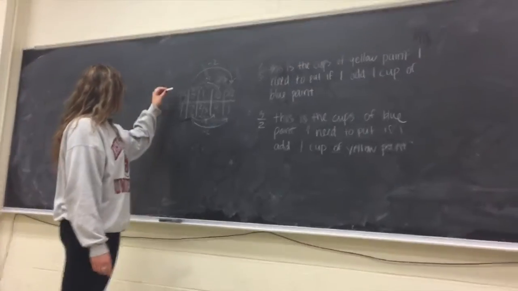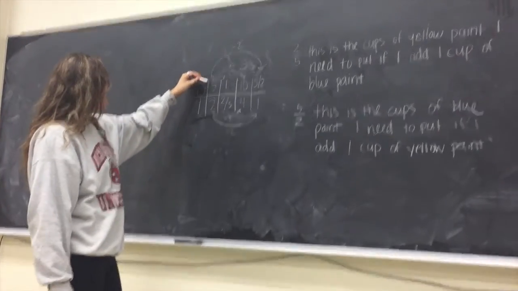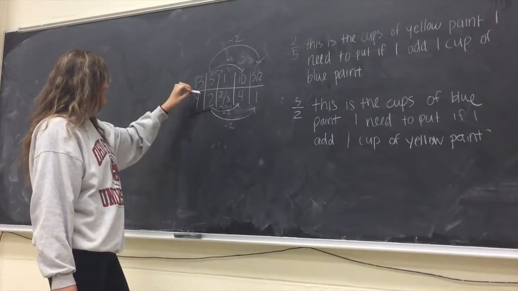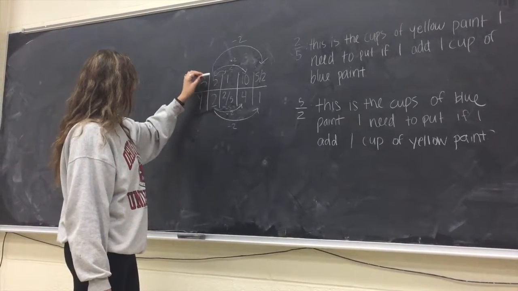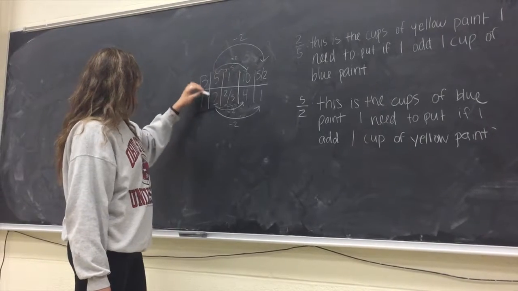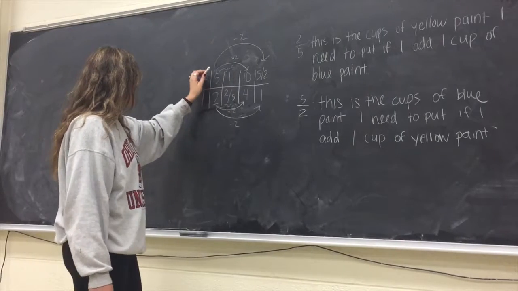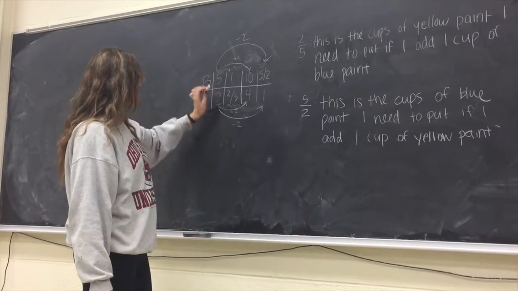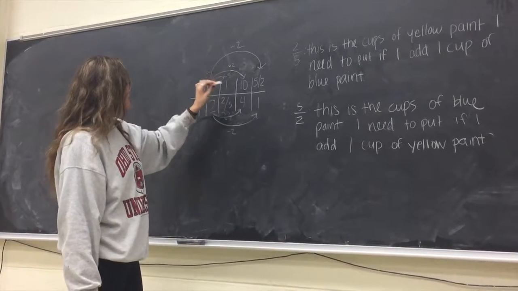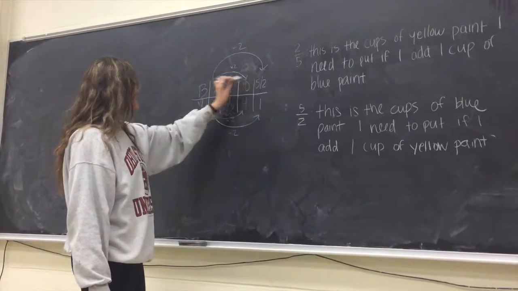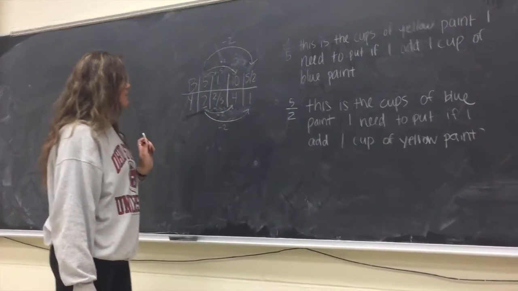Okay, so we made a ratio table with blue paint and yellow paint. So with 5 cups of blue paint, there's 2 cups of yellow paint to make green. So to get for the next one, we had to divide by 5 each time to get 1 over 2/5. And then for the next one, we had to multiply by 2. So 5 times 2 was 10, and 2 times 2 was 4. And then for the next one, we had to divide by 2. So 5 divided by 2 is 5/2, and 2 divided by 2 is 1.